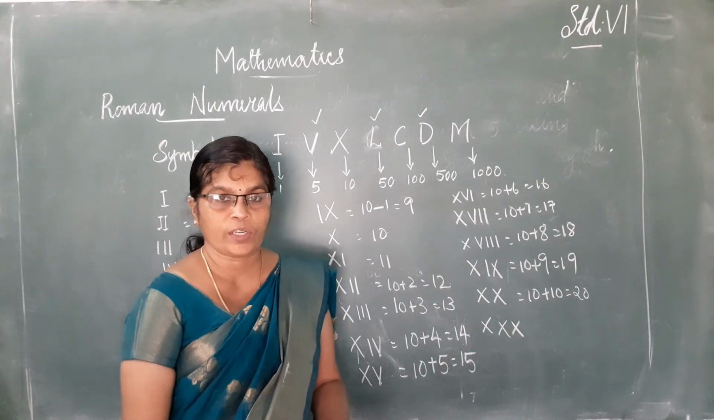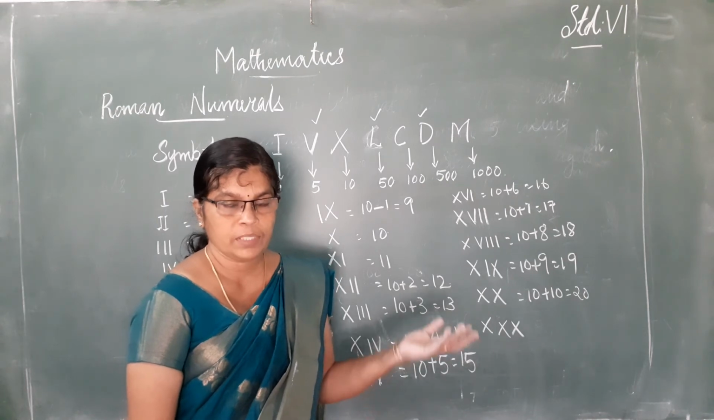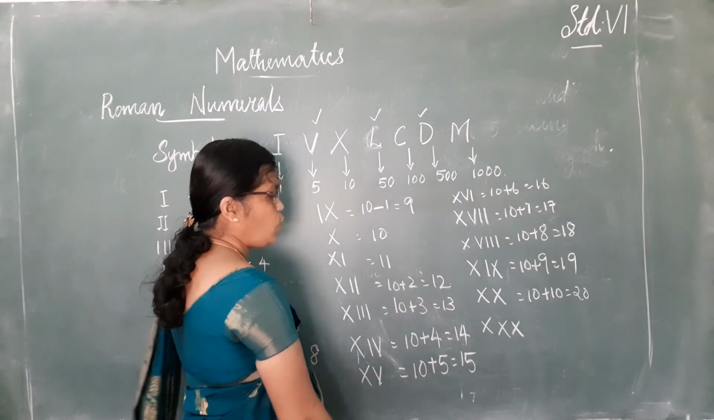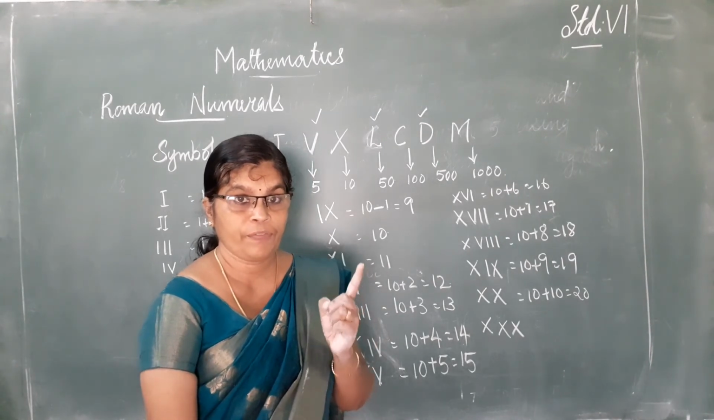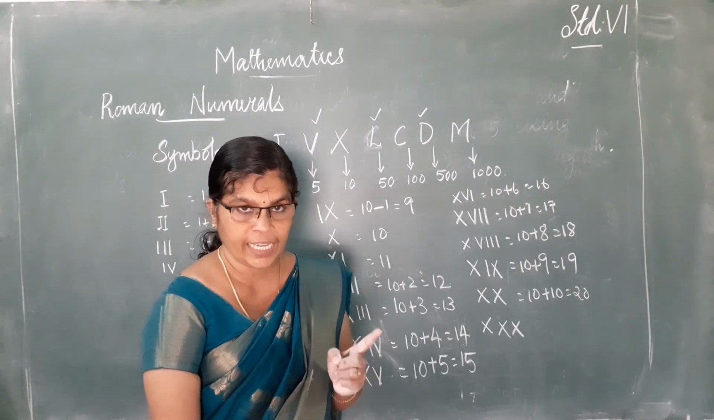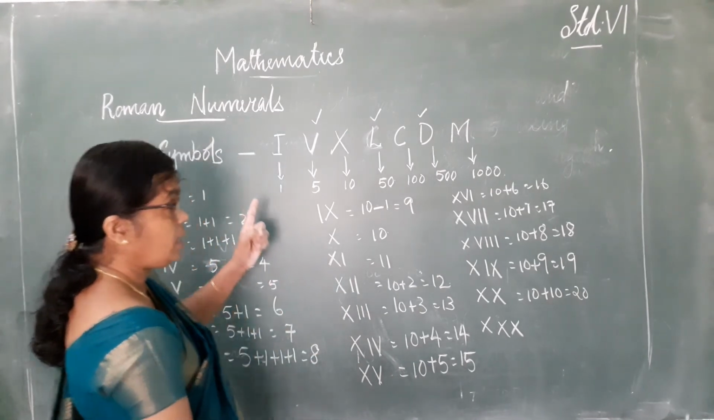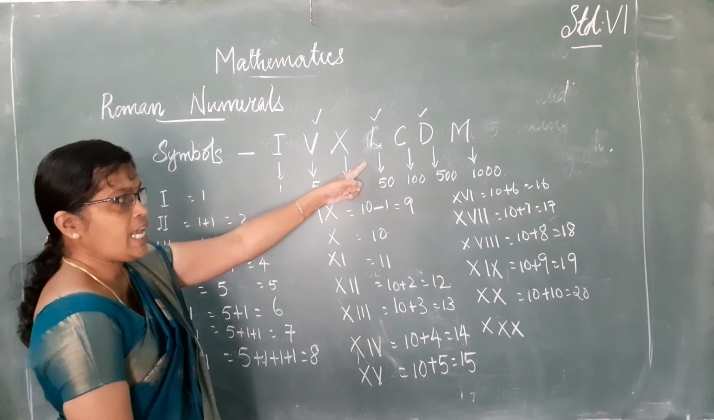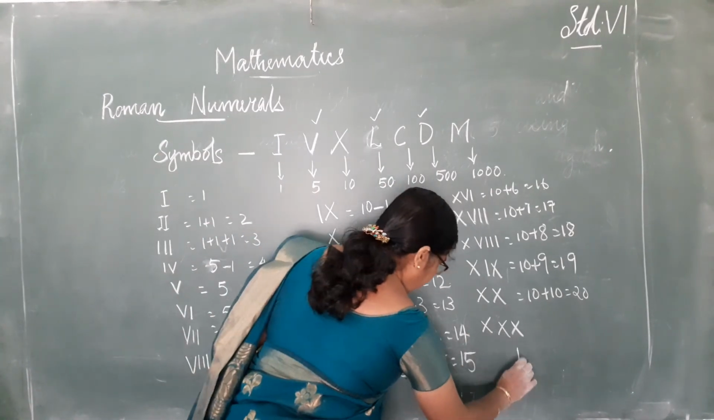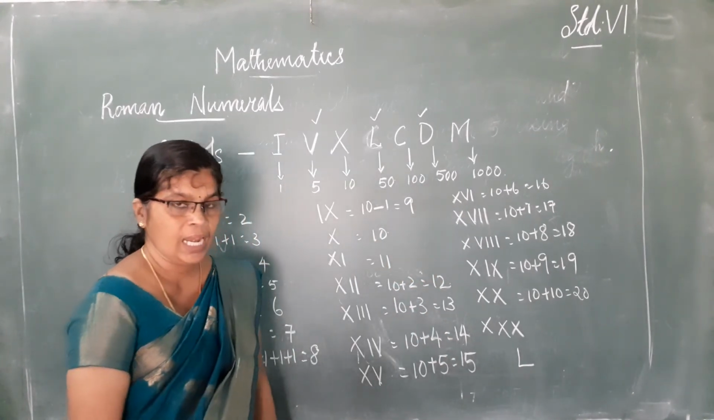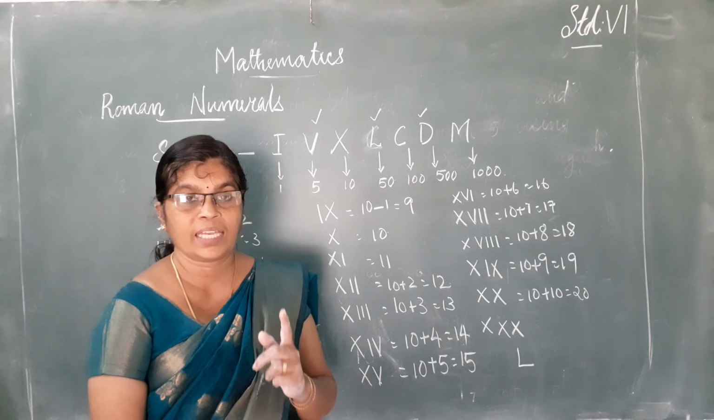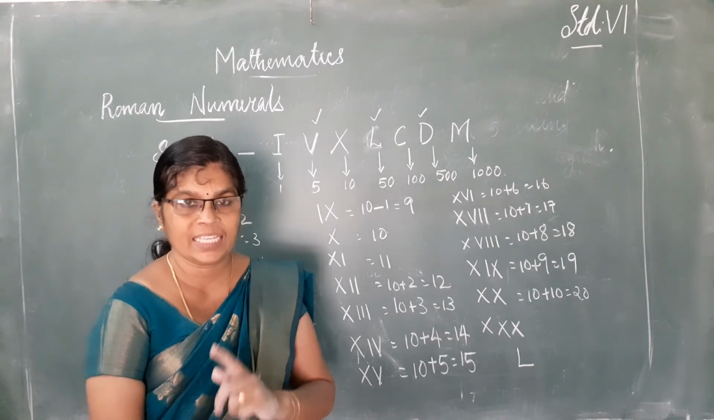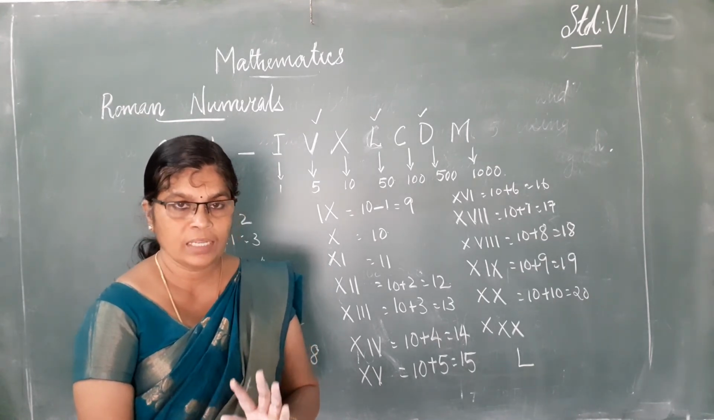Then how will you write 40? 4 times X, can you write 4 times? No, that cannot be written. So what we have to do is, from 50, you take the symbol of 50. What is the symbol of 50? Symbol of 50 is L. You take the symbol of 50, that is L, and from 50 we have to get 40. So we have to minus 10. 50 minus 10 is 40. So 10 symbol we know.